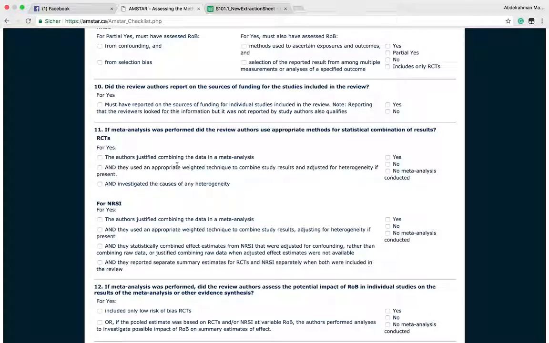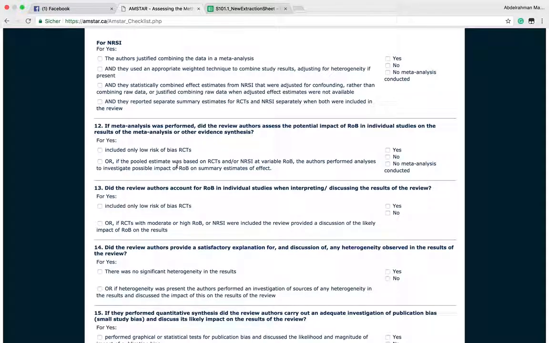12. If meta-analysis was performed, okay. Did the review authors assess the potential impact of ROB in the individual studies on the result of meta-analysis? Okay. Included only low risk of bias RCTs, or if the pooled estimate was based on RCTs at variable ROB, the authors performed analysis to investigate possible impact of ROB on summary estimate of effects. Yes, they did that.